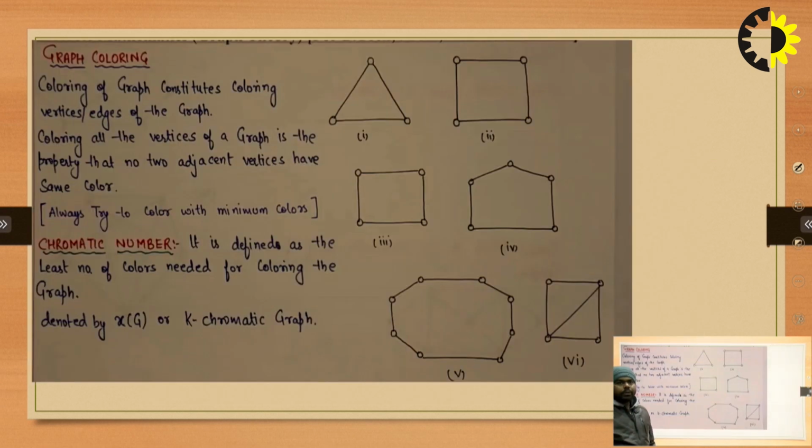Now, the most important thing coming under graph theory is graph coloring. There are two types, vertex coloring and edge coloring. So we are learning the graph coloring here. What is graph coloring? Coloring of a graph constitutes coloring the vertices and edges of a graph. Coloring all the vertices of a graph has the property that no two adjacent vertices have the same color.